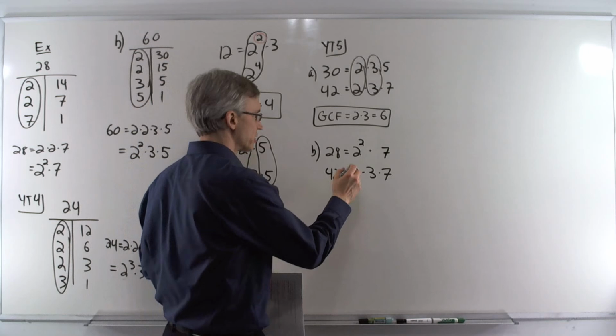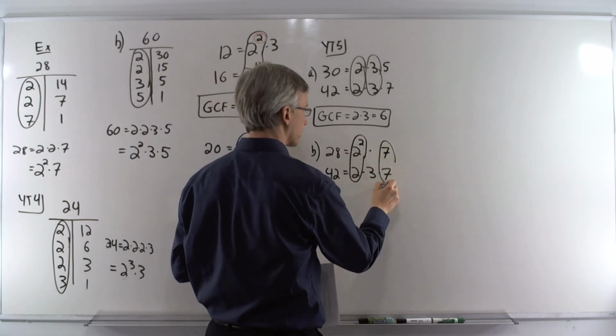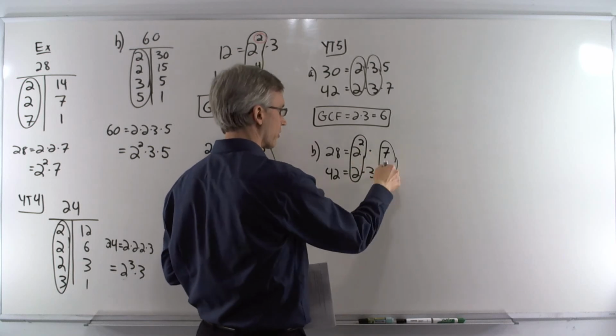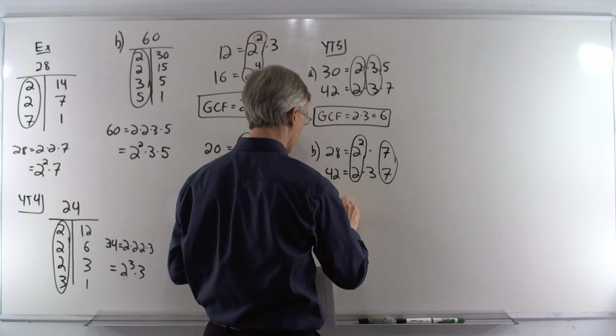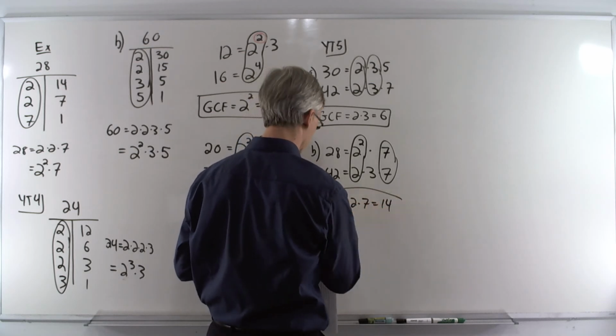All right, now we'll find the matches. Got a matching base of 2, matching base of 7. Smaller of the 2 exponents here is 1. These are both 1, so the greatest common factor is 2 times 7, which is 14.